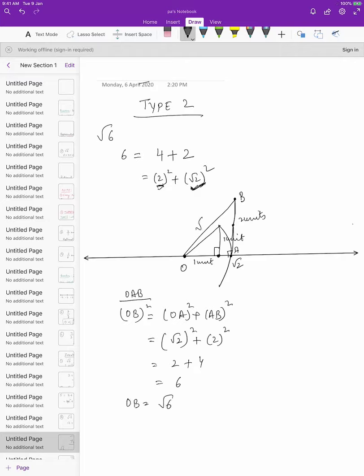If OB represents root 6 units and you want to bring it down to the number line, what we do is take O as the center and OB as the radius and draw an arc intersecting the number line at a point, say C. So OB and OC being the radii of the same arc or the same circle, the lengths will be equal. If OB is root 6, OC will also be root 6, and hence C represents root 6 on the number line.